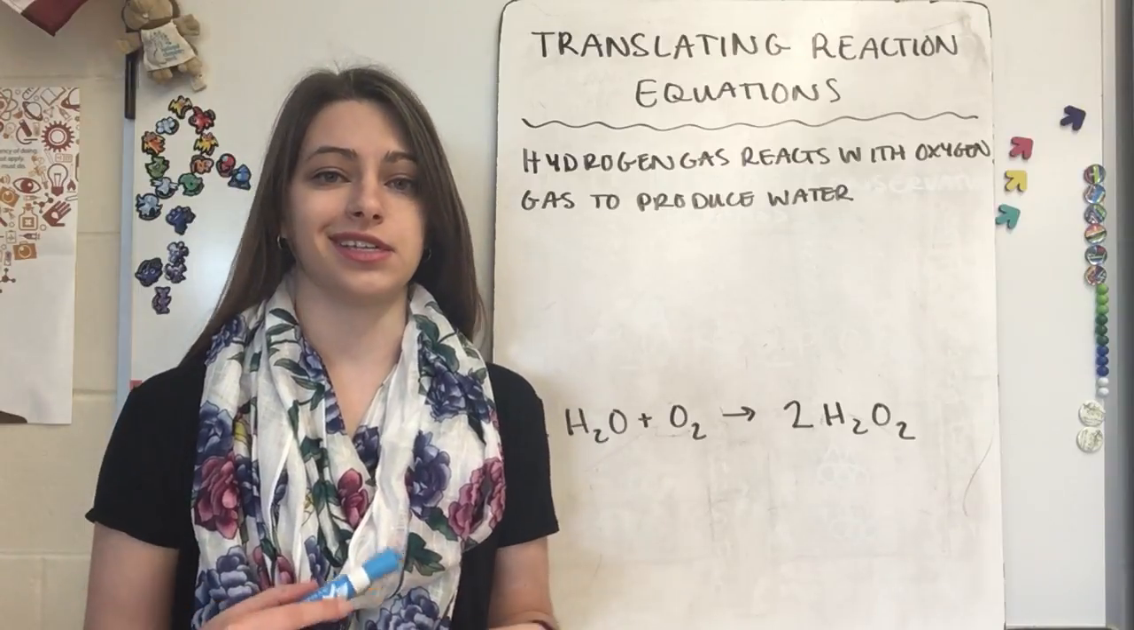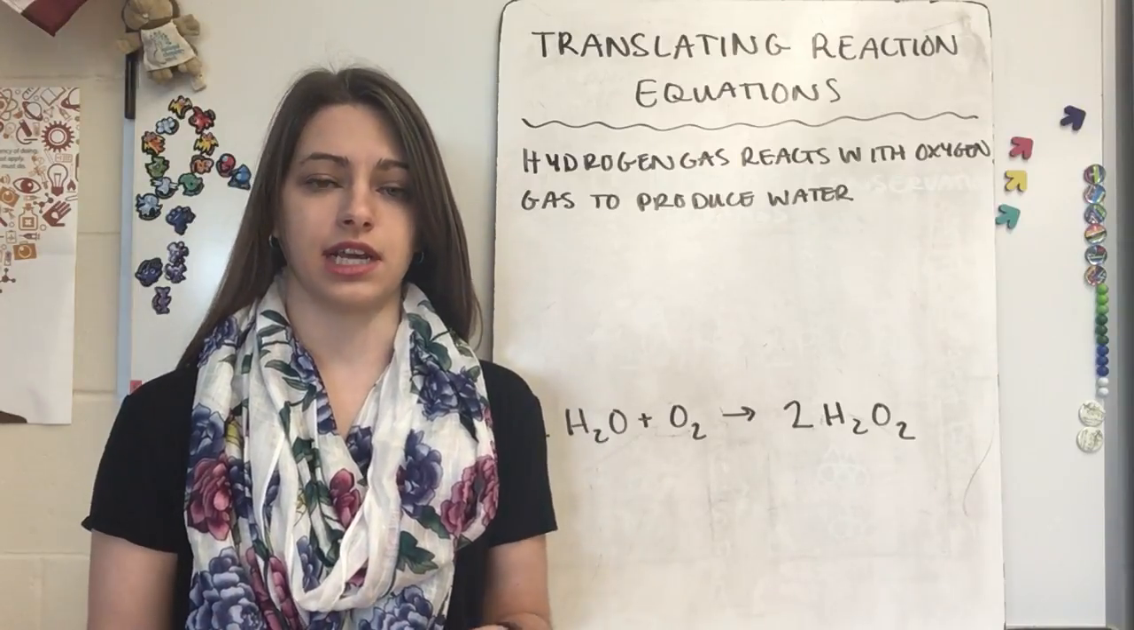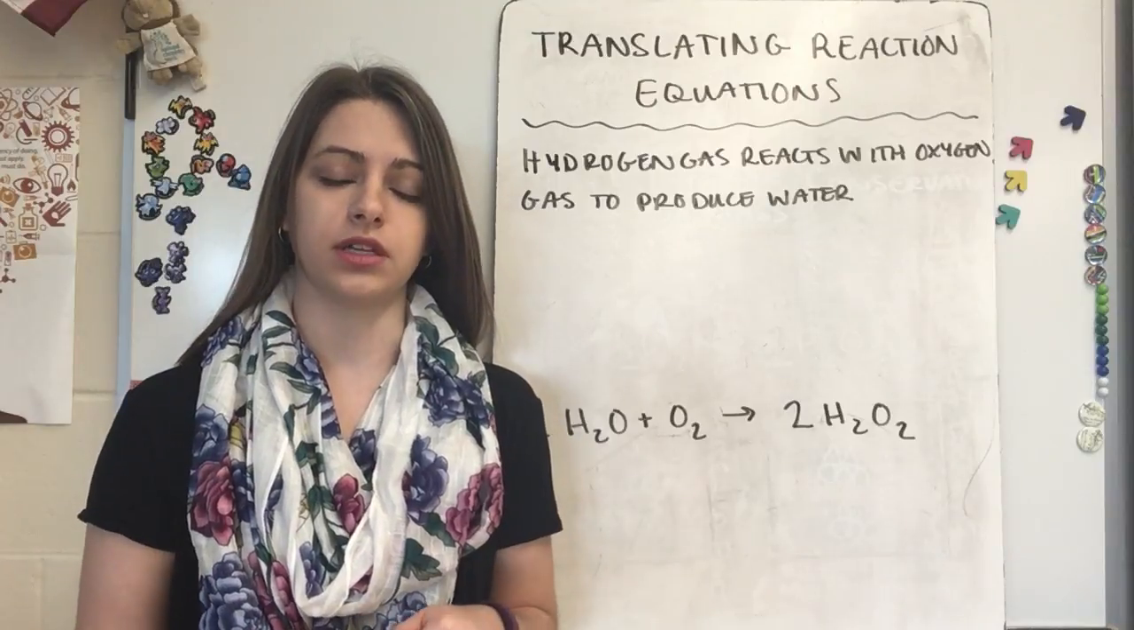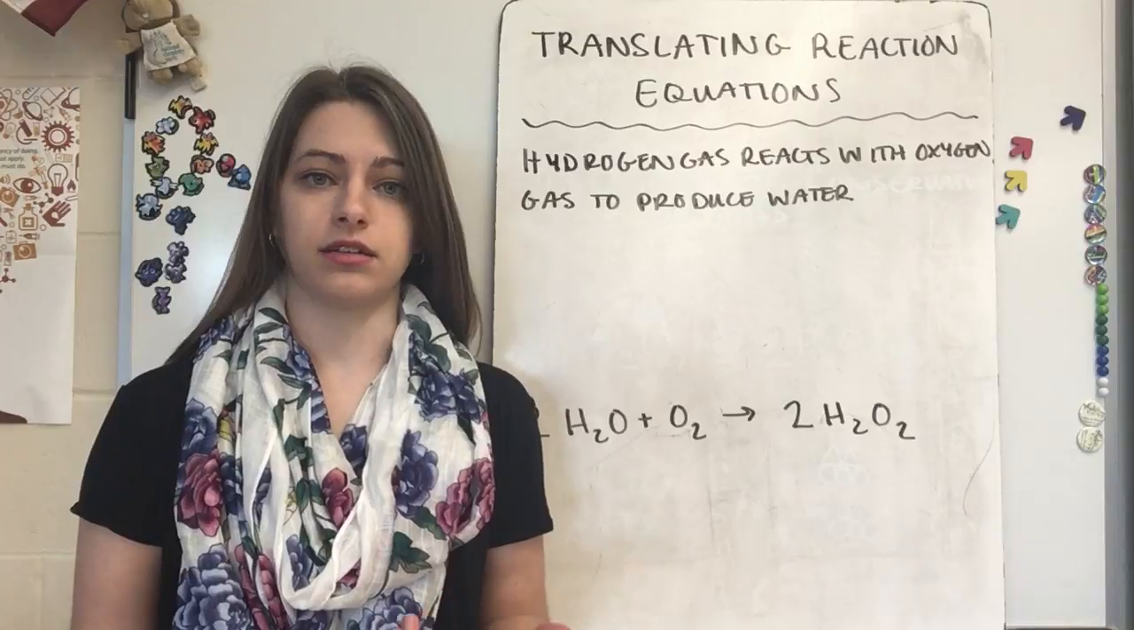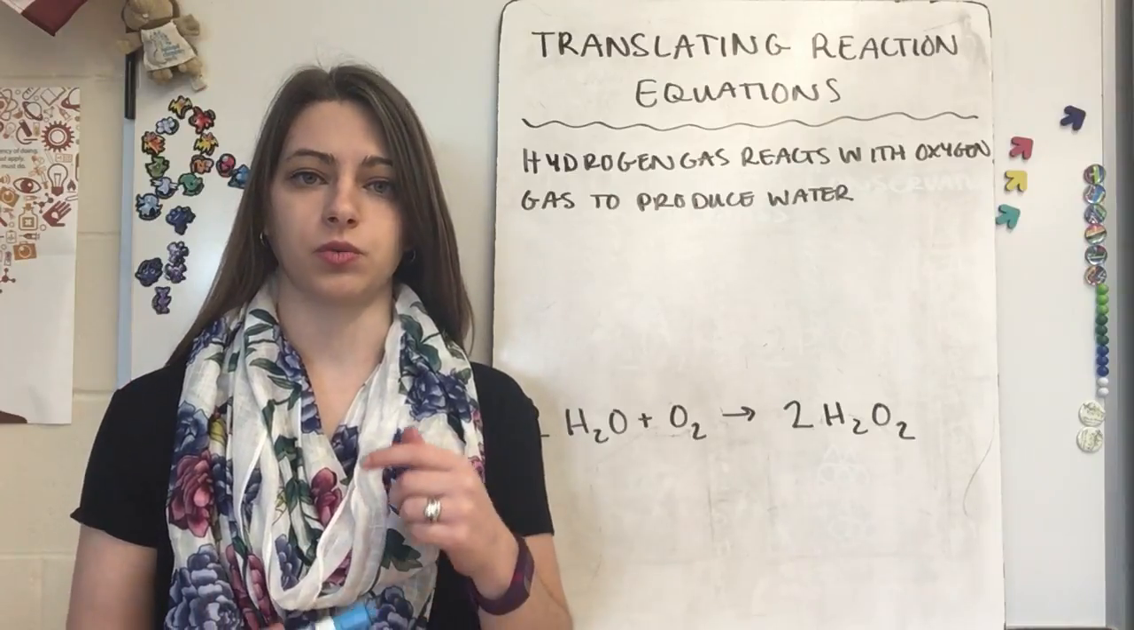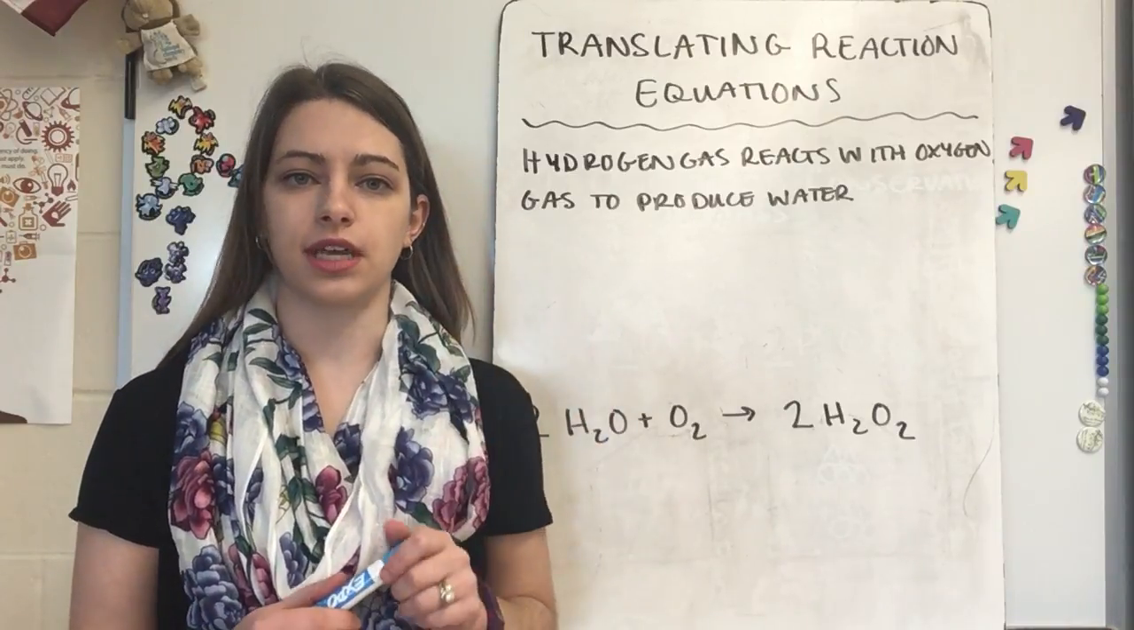Going the other direction is even easier because you just have to take the symbols and write the names for all the formulas. Make sure your verbs are in the right place, and then that's it. You don't have to balance if you're going from symbols to words. So we're just going to walk through two examples.